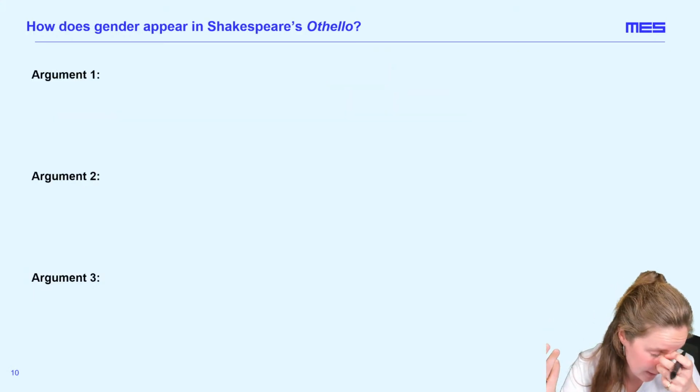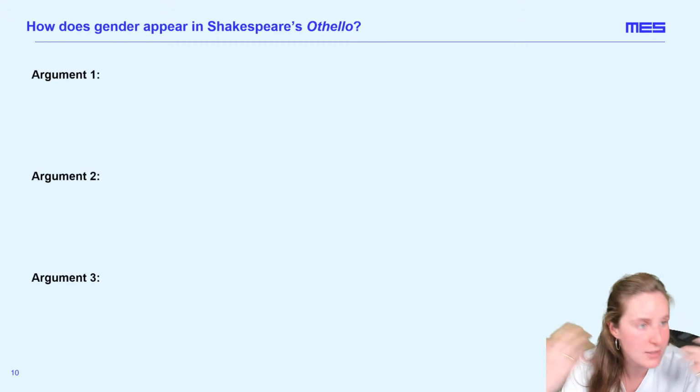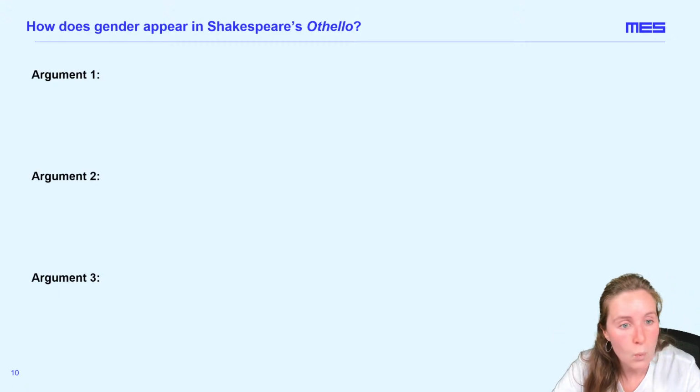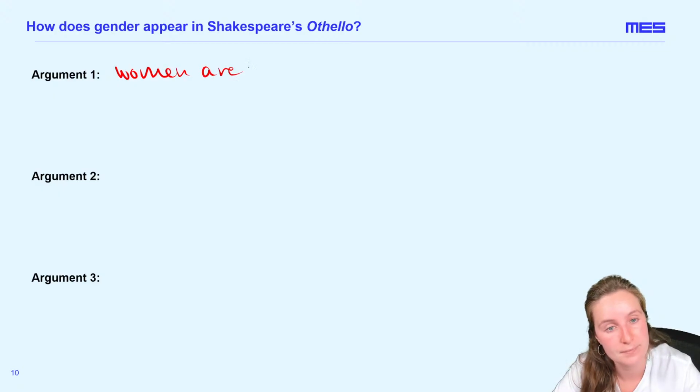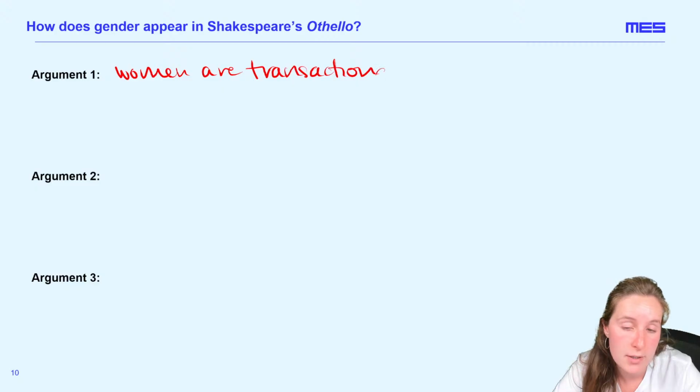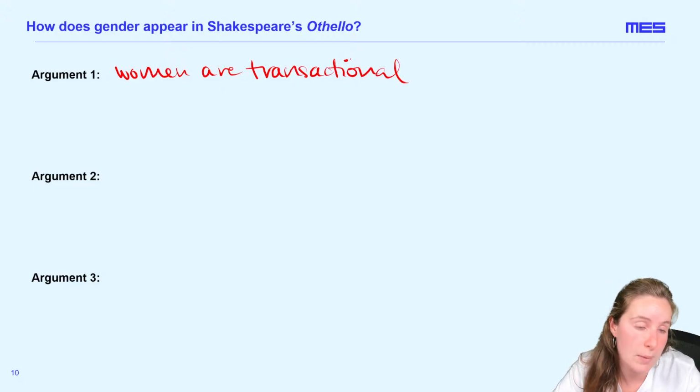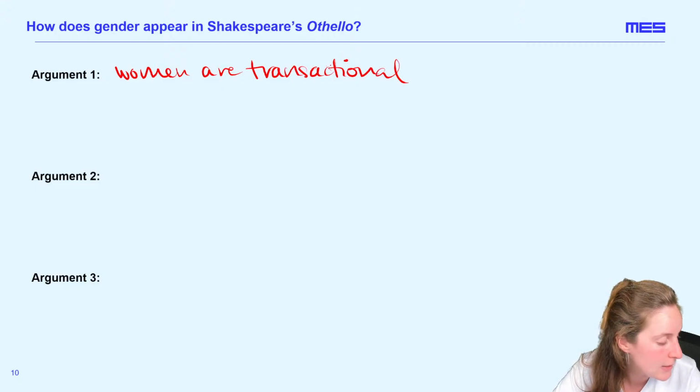So how does this appear here? How can we think about gender? There's lots of different ways we could think about this. One of this is that women are transactional. Women are used in order to support reputation, in order to gain power by men.